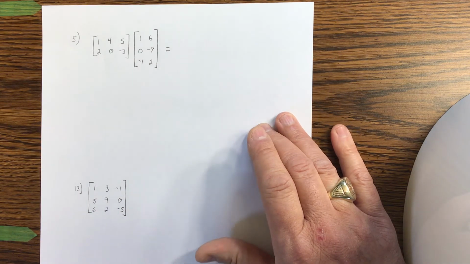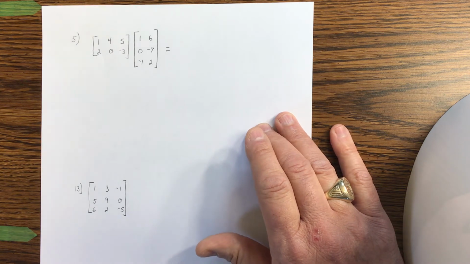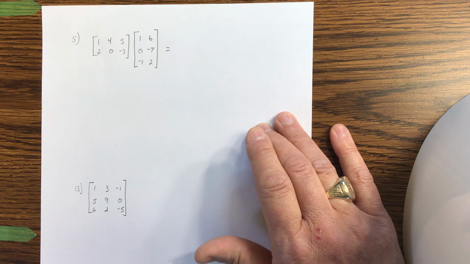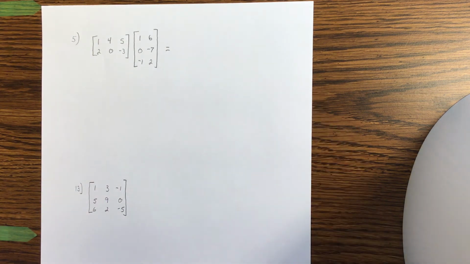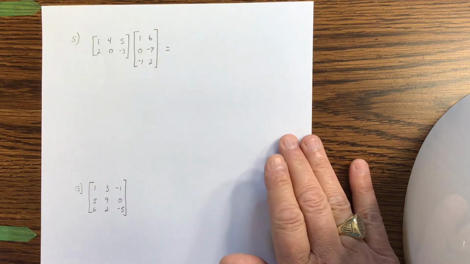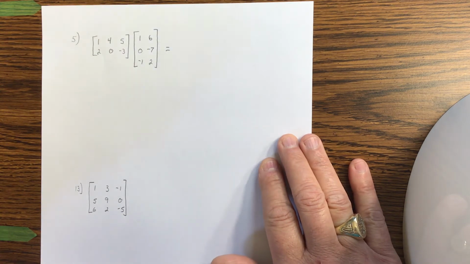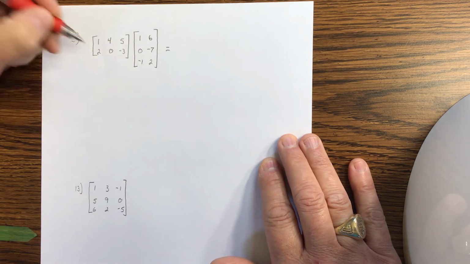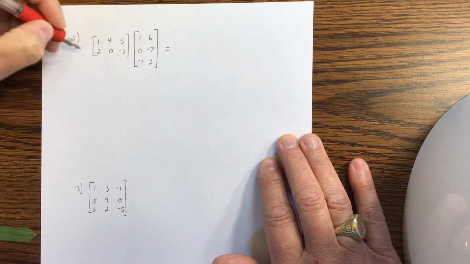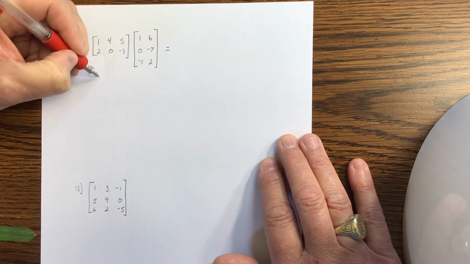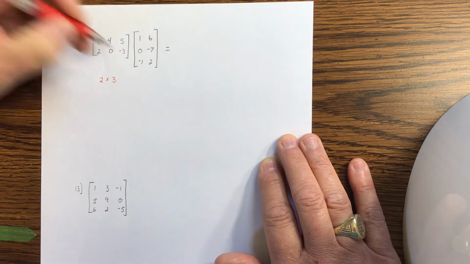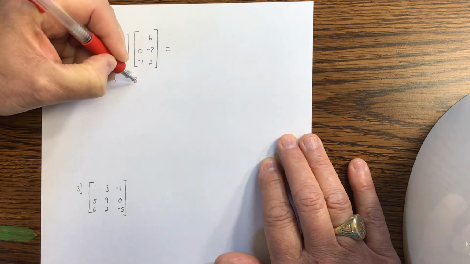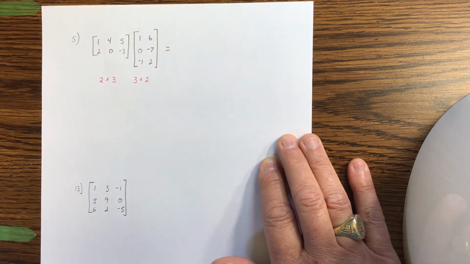Number 5 is a multiplication problem. And when you multiply matrices, you've got to remember something, okay? Adding and subtracting matrices, it doesn't matter as long as the matrices are the same size. But for multiplication, we've got to look at the number of rows and number of columns of these two matrices. So the first matrix here is 2 rows by 3 columns, and this matrix right here has 3 rows by 2 columns.